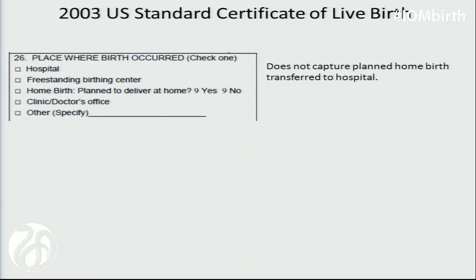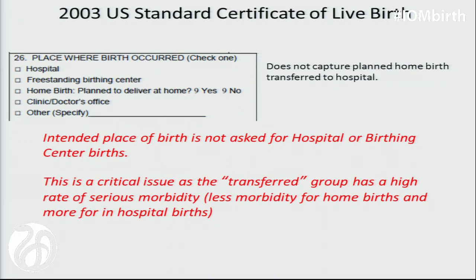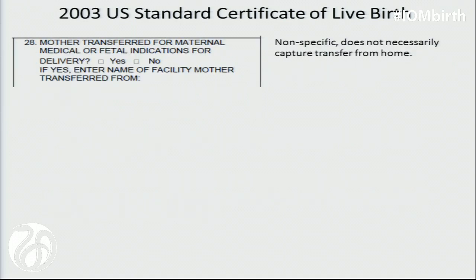We've talked a little bit about the limitations of the U.S. standard birth certificate. Not only does it not identify the intended place of birth, but it's a critical issue for transferring, because the transferred group of patients does have a much higher risk of serious morbidity. Certainly that's what we've seen in Northern California. And that means there's less morbidity recorded for home births and more for hospital births. And specifically, Bill showed this, that it is non-specific in terms of identification of transfer.